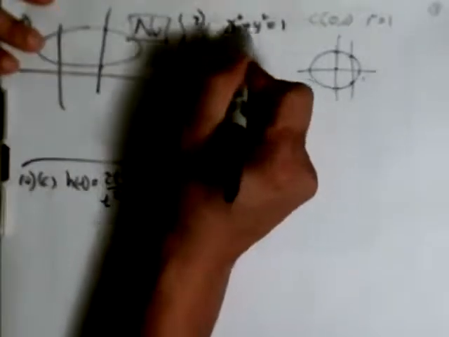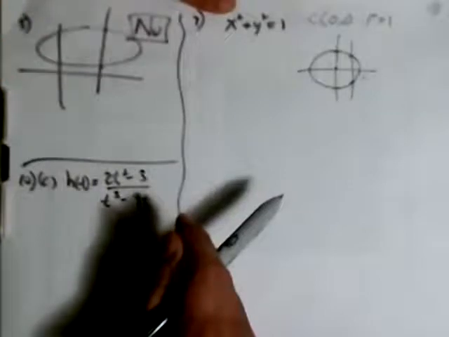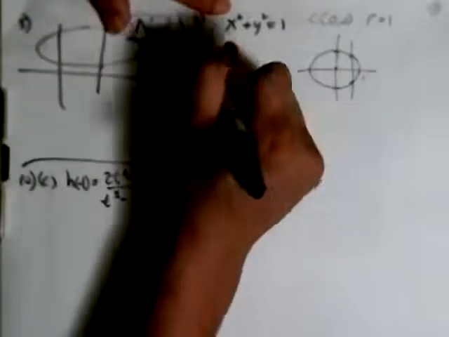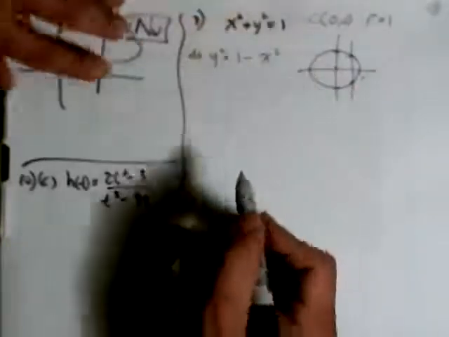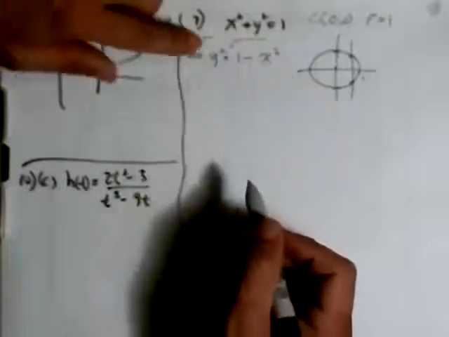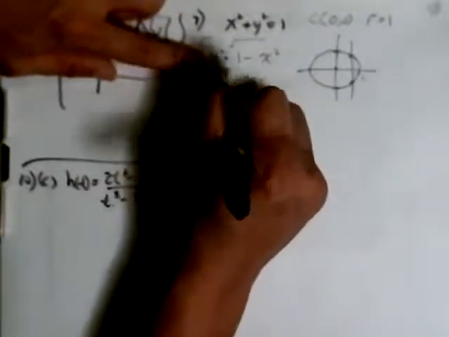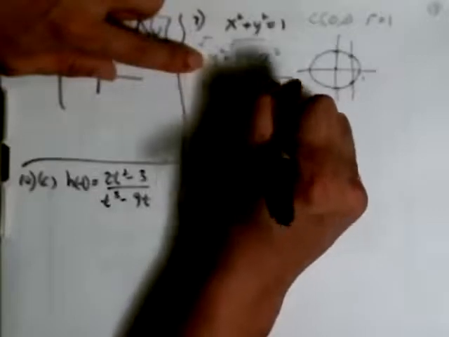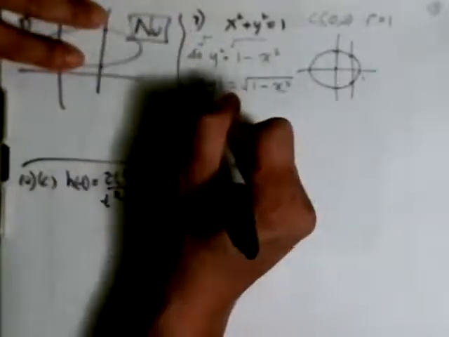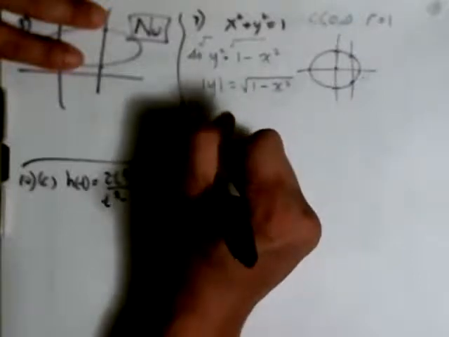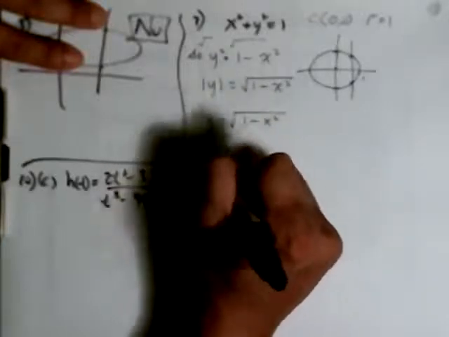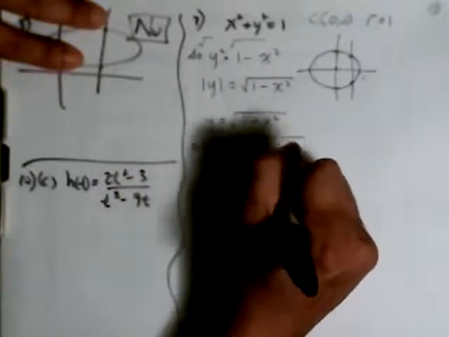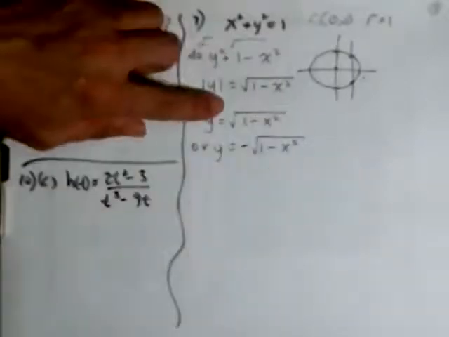How do you show that it's not a function mathematically? Well, if I solve for y, I have to move the x squared to the right side, so I subtract x squared. So y squared is equal to 1 minus x squared. I take the square root of the left side and the square root of the right side. The square root of y squared is the absolute value of y, which is equal to the square root of 1 minus x squared. But absolute value of y means y is equal to the square root of 1 minus x squared, or y is equal to negative square root of 1 minus x squared. It could be plus or minus.